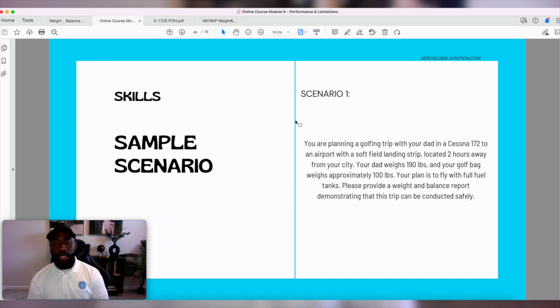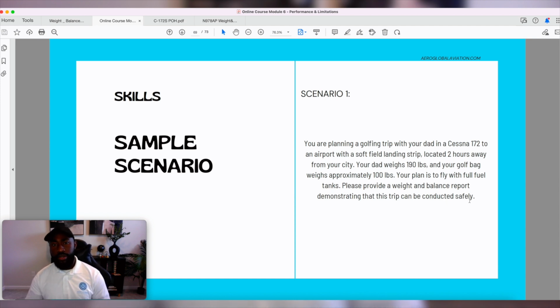It says you're planning a golf trip with your dad in a Cessna 172 to an airport with a soft-field landing strip located 2 hours away from your city. Your dad weighs 190 pounds and your golf bag weighs approximately 100 pounds. Your plan is to fly with full fuel tanks. Please provide a weight and balance report demonstrating this trip can be conducted safely.